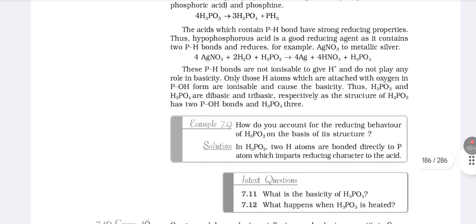The acids which contain a phosphorus-hydrogen bond have strong reducing properties. Thus, hypophosphorous acid is a good reducing agent as it contains two phosphorus-hydrogen bonds. These phosphorus-hydrogen bonds are not ionizable to give hydrogen ions and do not play any role in basicity. Only those hydrogen atoms which are attached to oxygen in phosphorus-hydroxide bonds are ionizable and cause basicity.